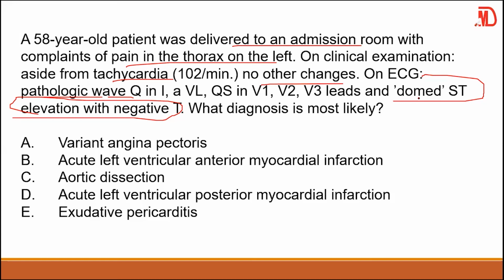Now, when we have ST elevation, we think of the anterior segment, the anterior ventricle. And when we talk about ST depression, we are dealing with the posterior area. So over here, with ST elevation, definitely we are going to consider the anterior area. So your answer is B.